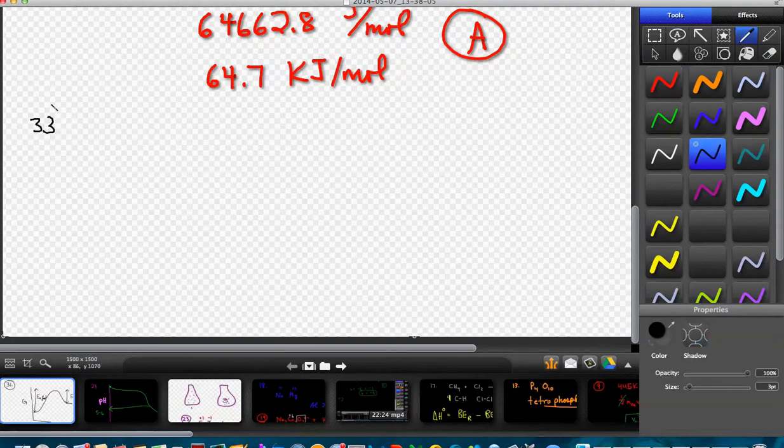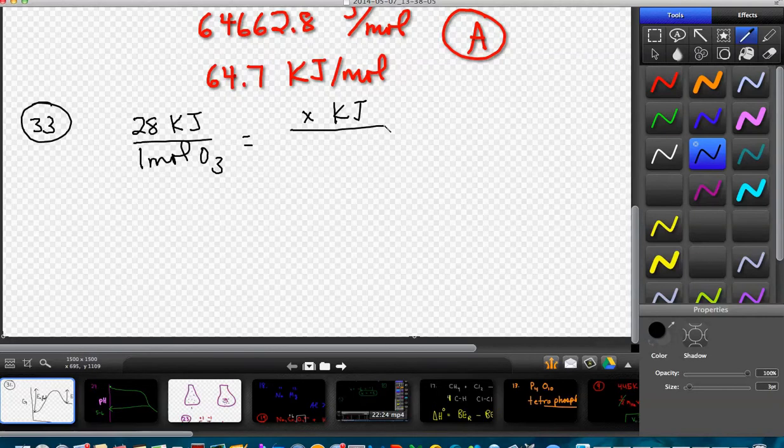Let's crank out a couple more here before we finish up this particular screencast. So moving on to number 33. 33 is a simple ratio and proportion problem. So you know that 28 kjoules of energy are absorbed. This is an endothermic reaction for every mole of ozone. And we need to find out how much is absorbed for 16 grams. Well, 16 is 1/3 of 48. 48 is the molar mass of ozone.